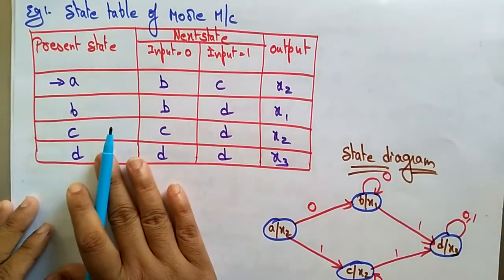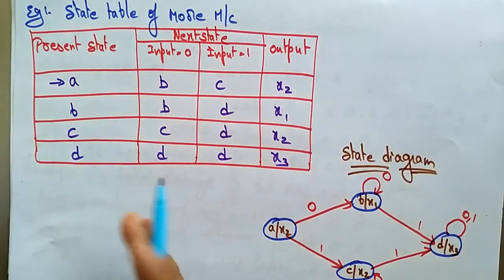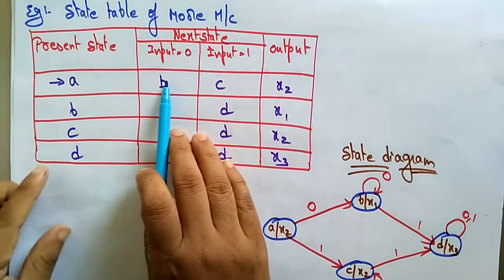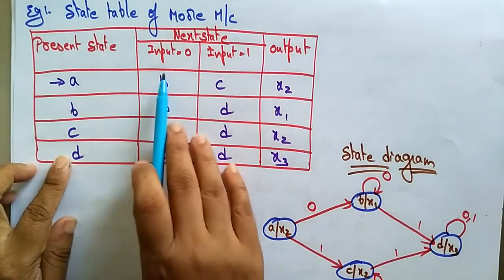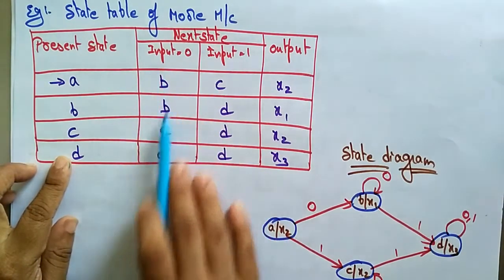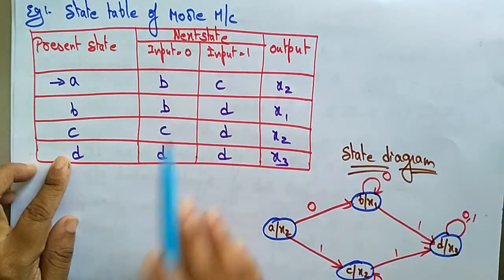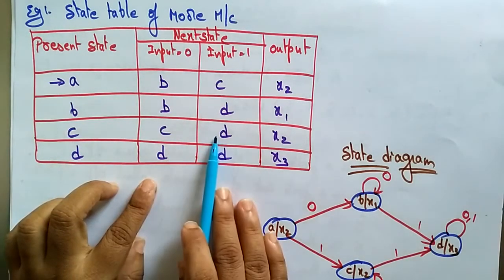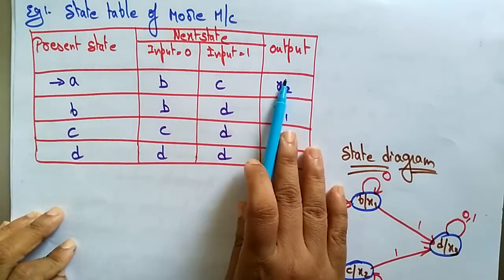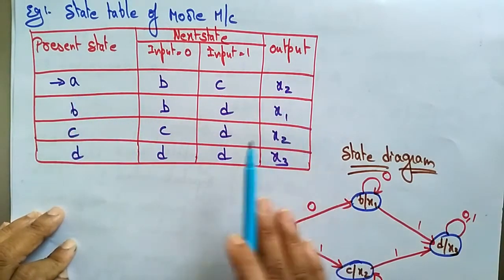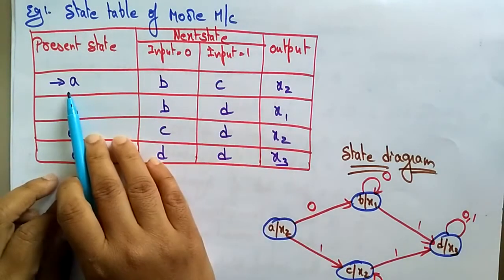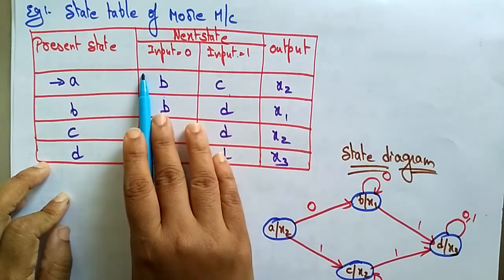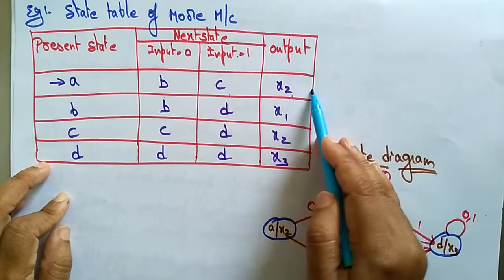So here I have taken a table. It's a Moore machine table. Did you observe the difference between the Mealy machine and the Moore machine in this table? In the Mealy machine, for every input there is a separate output, because the Mealy machine depends on the present state as well as the present input. But here in the Moore machine, the output depends upon the present state only, not the input. Okay, so here the present state A on input 0 goes to B, on input 1 it goes to C, and both input 0 and input 1 produce the output X2.